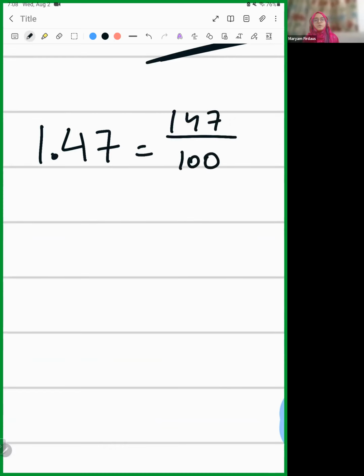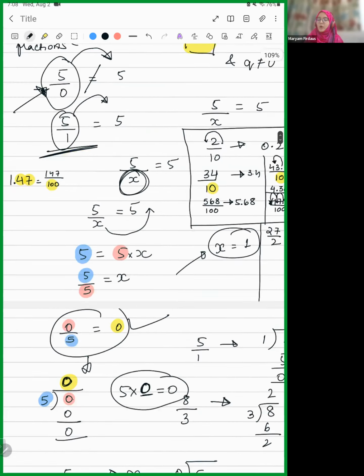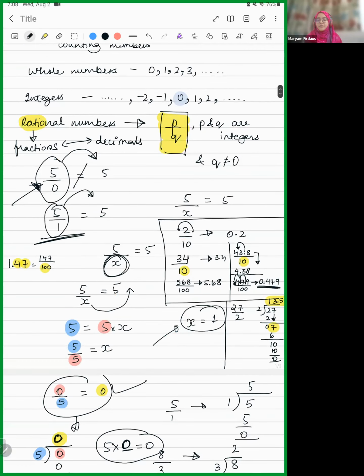Yes, Avni? Ma'am, after the point, how many zeros are there? We have to add those many zeros in the bottom. Yes. After the point, how many decimal places are there? How many digits are there after the point? Over here we have 2. So that is why we wrote the number as it is and we wrote 2 zeros in the denominator. Okay. Is that fine? Everyone? Yes. Good. So now we know how to convert fractions to decimals and decimals to fractions.